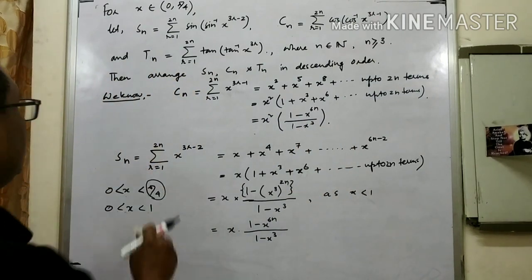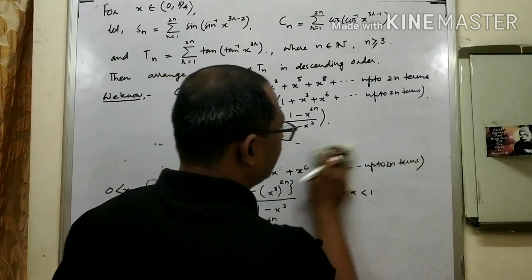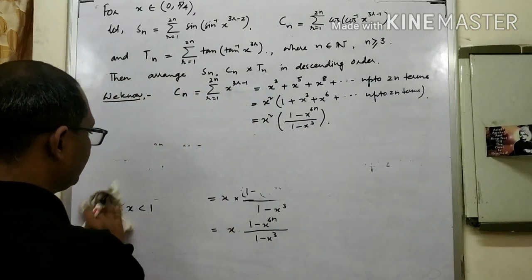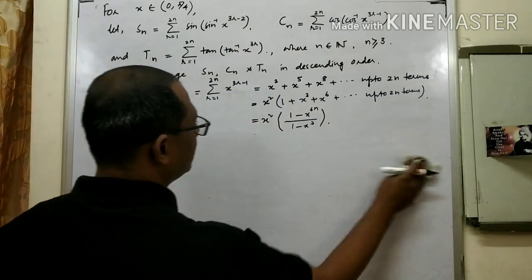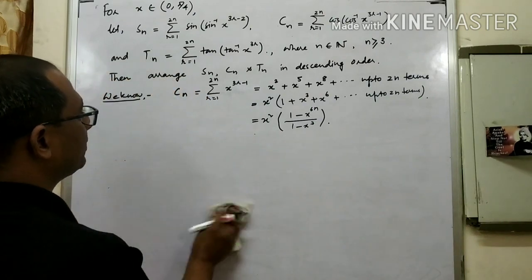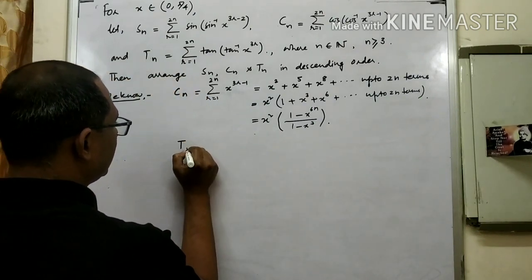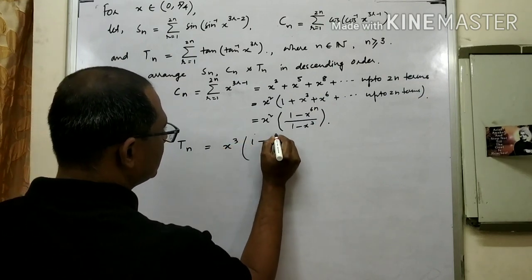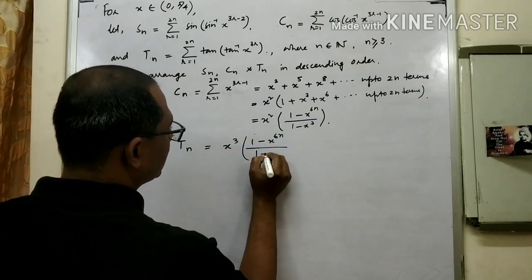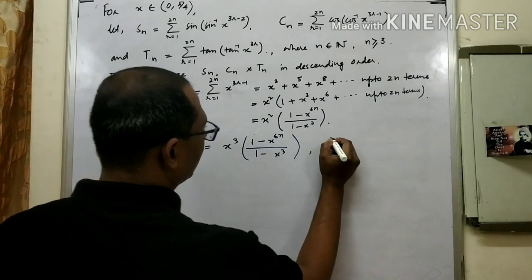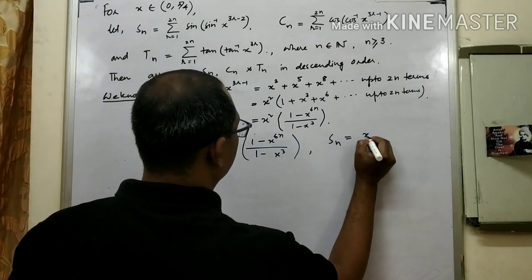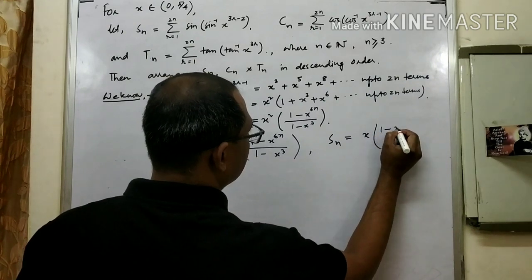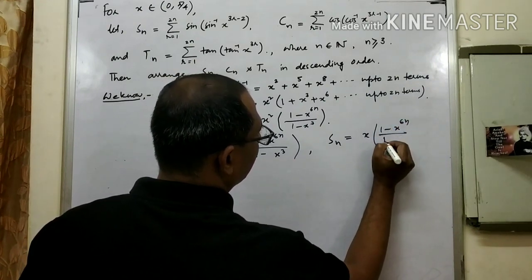Similarly, if we calculate Tn, we are going to get exactly the same way. Tn will come x cube whole into 1 minus x to the power 6n by 1 minus x cube. And we have already calculated Sn as x whole into 1 minus x to the power 6n by 1 minus x cube.